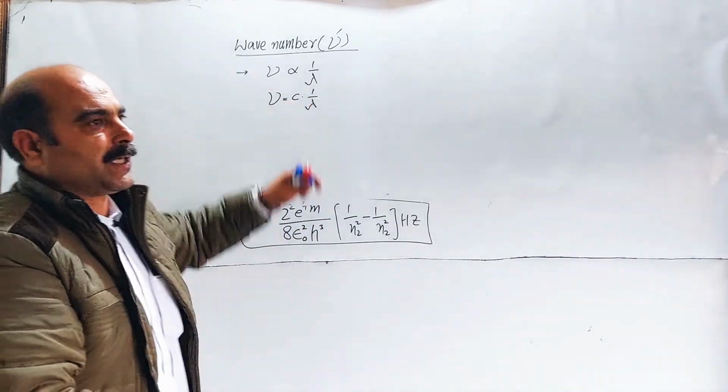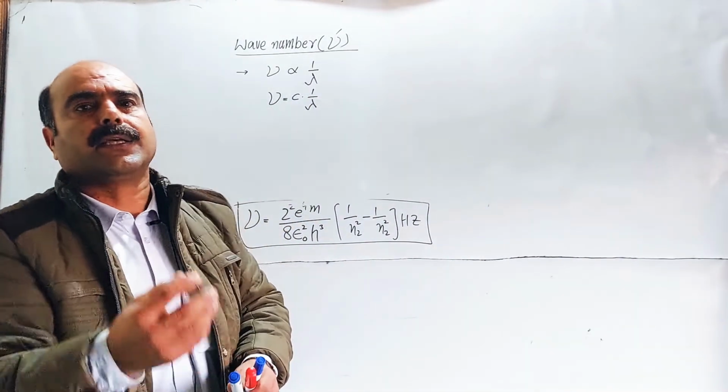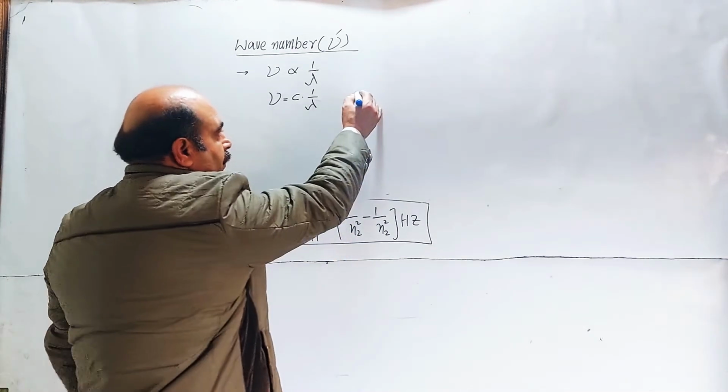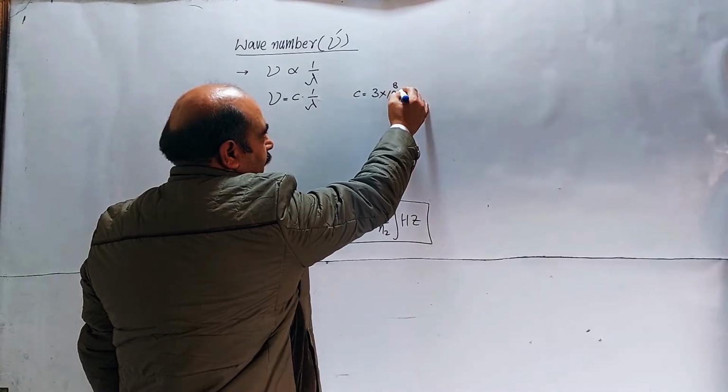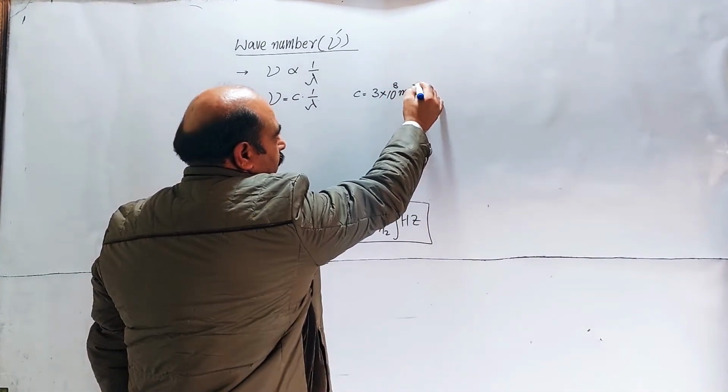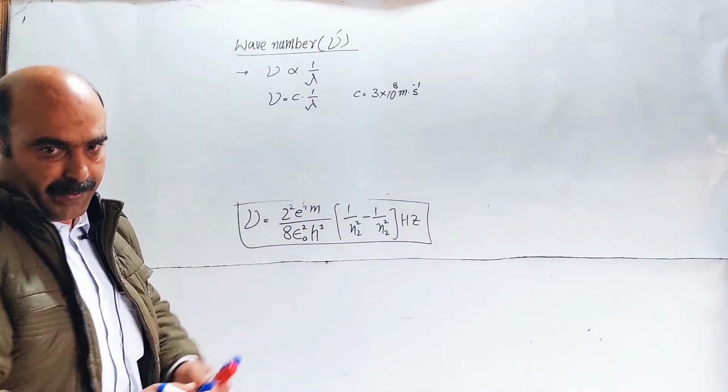C is the constant of proportionality and it is the speed of light. Its value is 3×10⁸ meter per second. This is the speed of light.